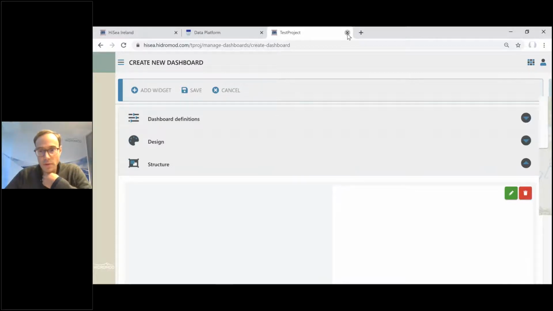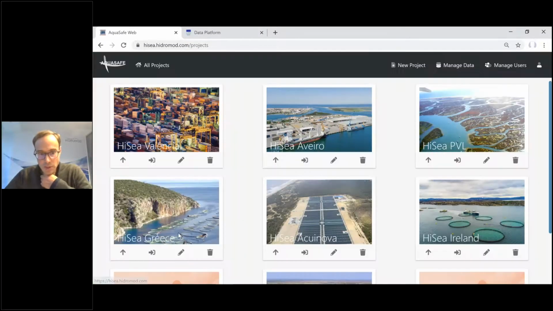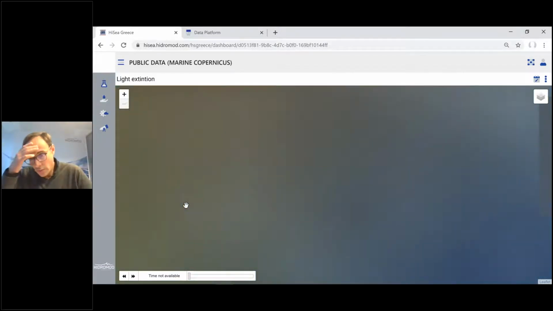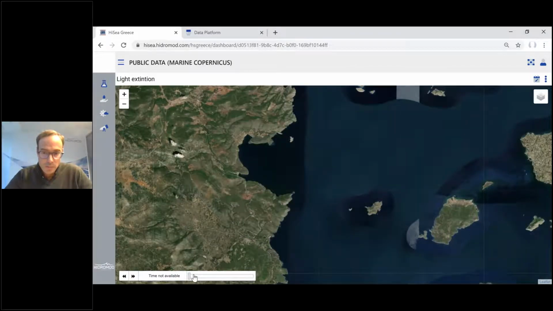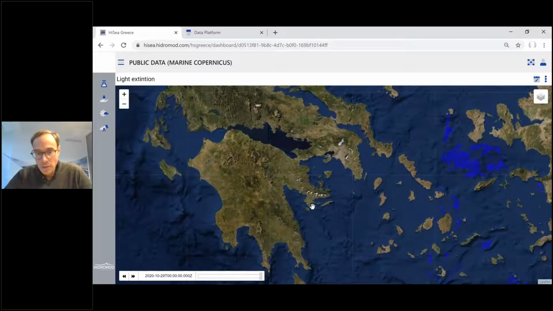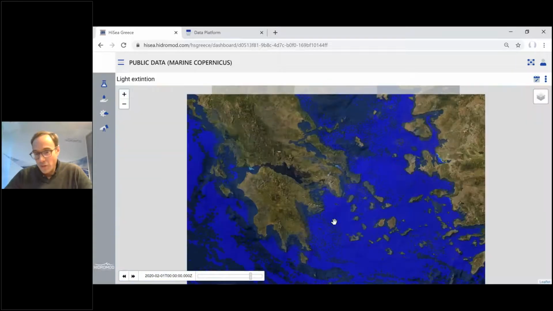So having said that, I'll start by going here to all the projects that we have created, and I'll start with data here for HiSea Greece. This is one of the use cases that we are working with Salonda. I usually like to start off with this demonstration, because when we started this project, when I thought of satellite imagery, I usually would associate it with something like this. This comes from the Copernicus program. We are looking at light extinction coefficient, and it's quite amazing that we get these images for free.